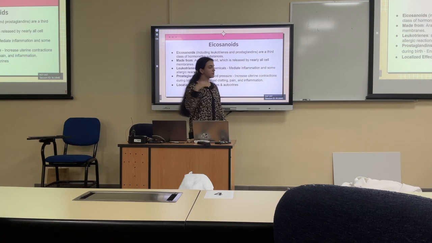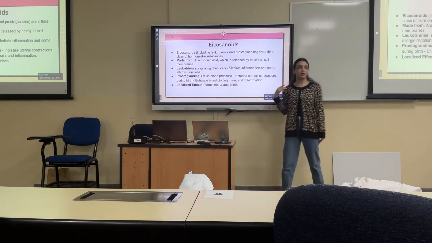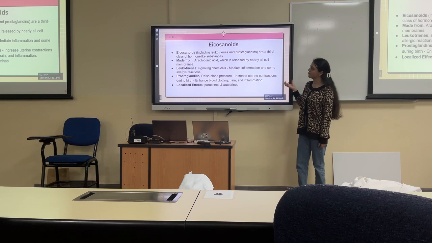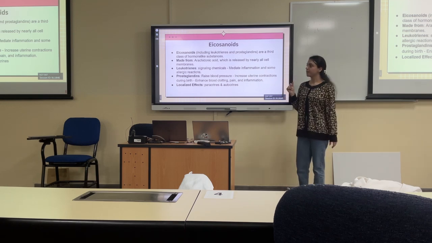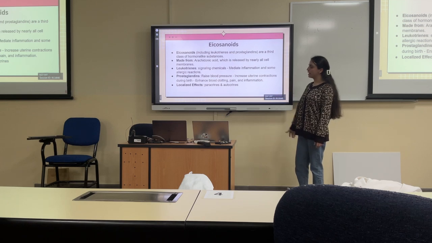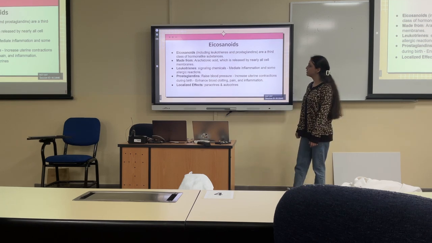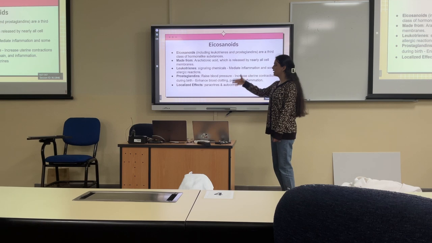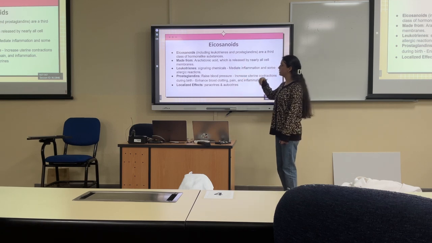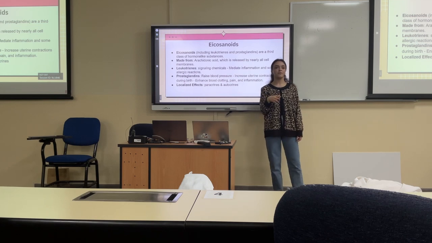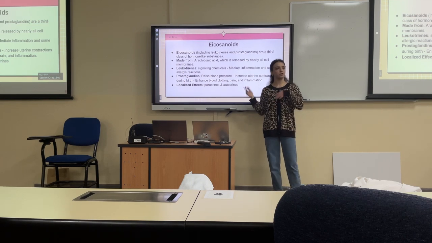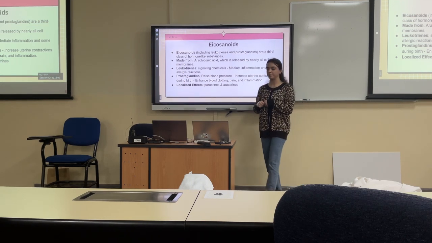Okay. Eicosanoids, they don't classify it basically as hormones, but it's a hormone-like substance. It includes leukotrienes and prostaglandins. They are made of arachidonic acids. Leukotrienes and prostaglandins have their own mechanism and effect, but they don't classify them as hormones because they have a localized effect. Just like autocrines and paracrines, they are part of it.